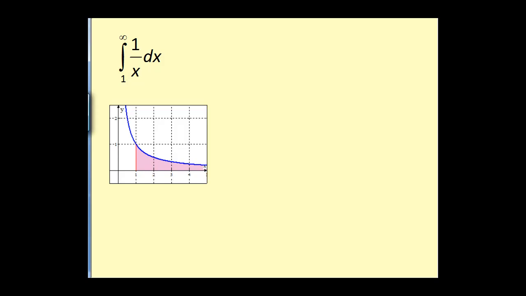Okay, let's go ahead and take a look at another. Now this one is a little more interesting. The function is decreasing, so the area is getting smaller and smaller. So let's see what happens here. First step, we write this as a limit.